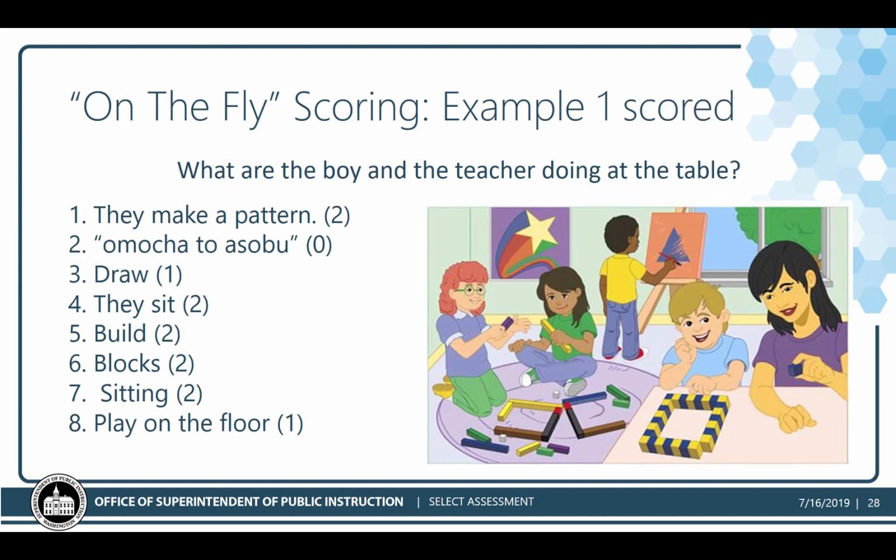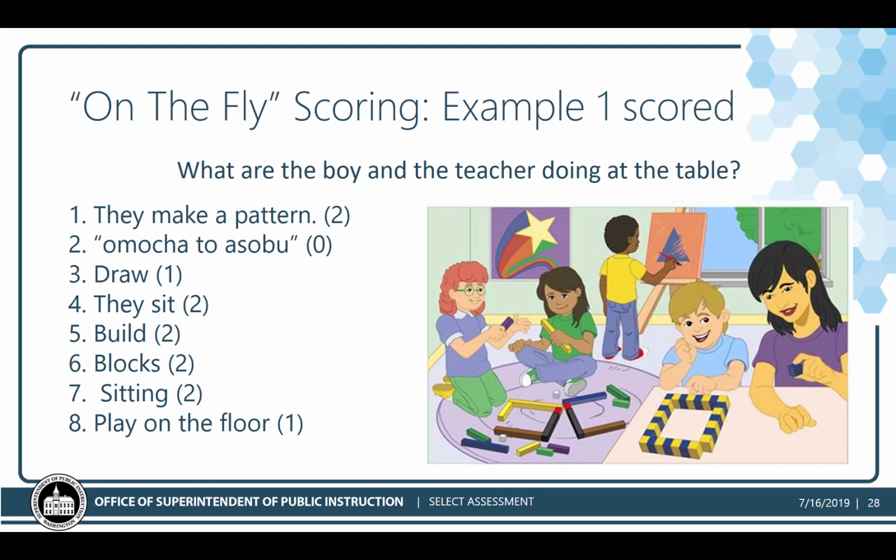The scores for each response are shown to the right. The answer, "they make a pattern," is an appropriate and accurate response to the prompt and meets all criteria at the 2-point level. Omocha to asobu is a Japanese phrase that describes the actions of the girls on the carpet. The rubric states specifically that responses in a language other than English receive 0 points.